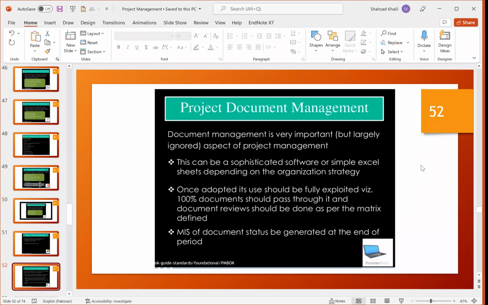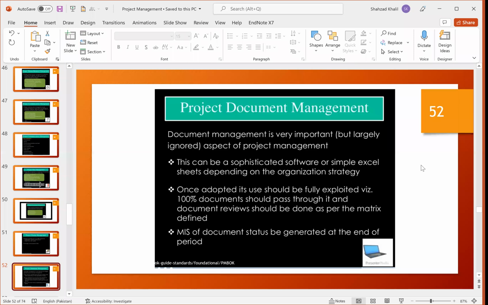Project document management is a very important but largely ignored aspect of project management. This can be sophisticated software or simple Excel sheets depending on the organization's strategy. Once adopted, its use should be fully exploited: 100% of documentation should pass through it, and document review should be done as per the metrics defined. MIS of document status should be generated at the end of the periods.